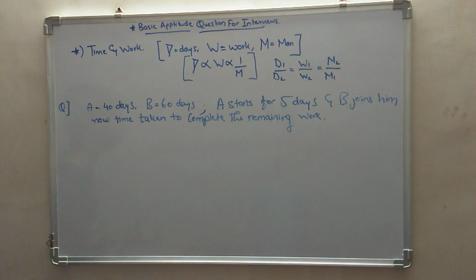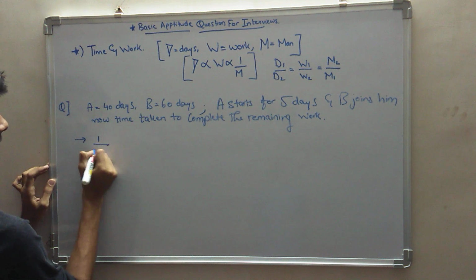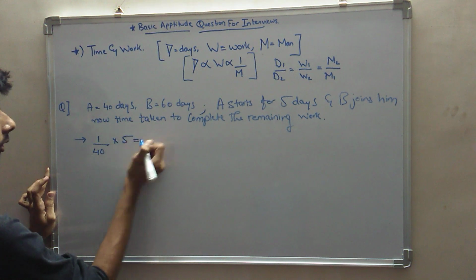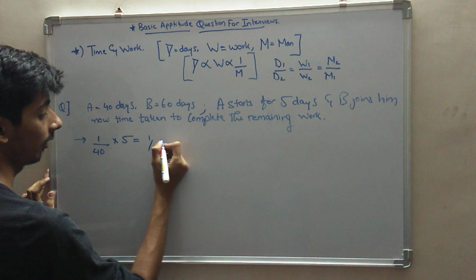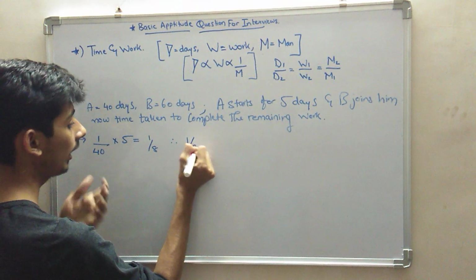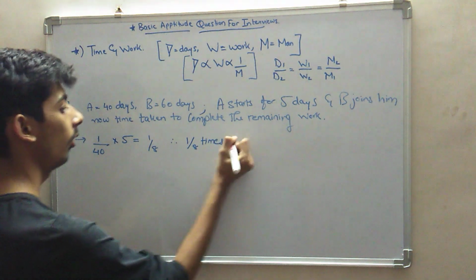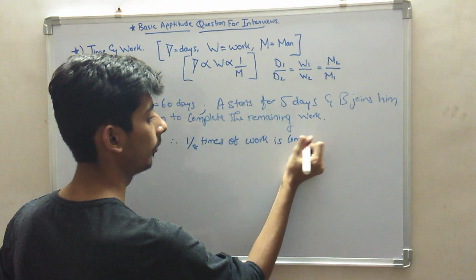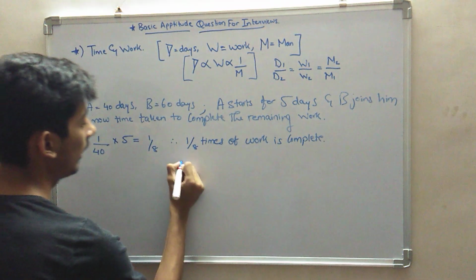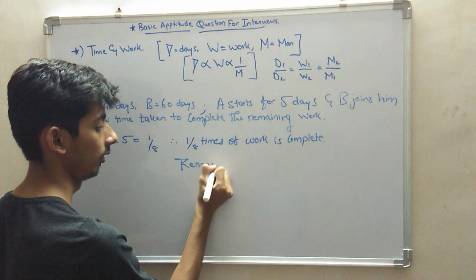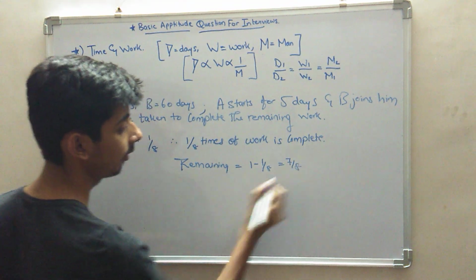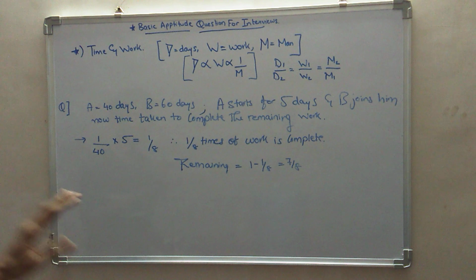Now as A has started working, initially 1 by 40 is a 1 day work, and multiplied by 5 because he's worked for 5 days, which is equal to 1 by 8. Therefore 1 by 8 of the work is complete. So the remaining work is equal to 1 minus 1 by 8, which is equal to 7 by 8. So 7 by 8 amount of work is still left.